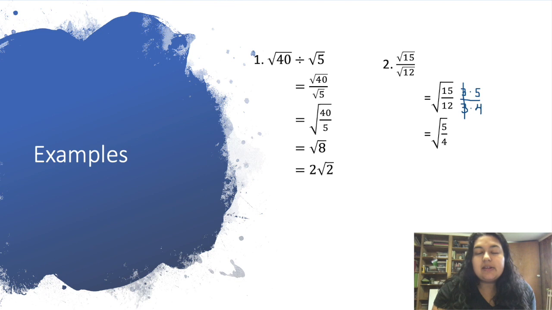So I'm just rewriting that under the same big radical sign, and then I'm going to separate them again. The reason I'm going to do that is because I can simplify it a little bit more. So now the square root of 5 over the square root of 4, and you can see that 5 is a prime number. I can't simplify that, but I can simplify the square root of 4, and that's just 2.